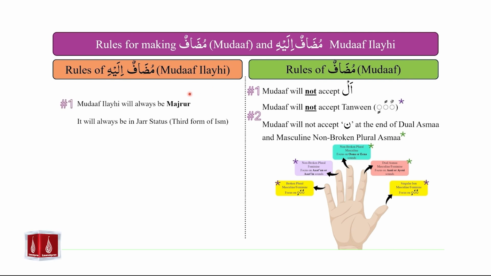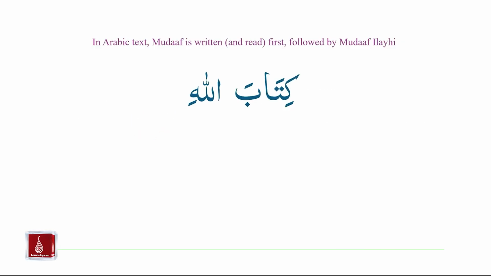Mudaf ilay involves only one rule. Mudaf ilay will always be majroor. It will always be in the jar status or in the third form of ism. So mudaf ilay cannot be in the rafa status, it cannot be in the nasab status, it will always be in the jar status or majroor. In the Arabic text, mudaf is written and read first and is followed by mudaf ilay.